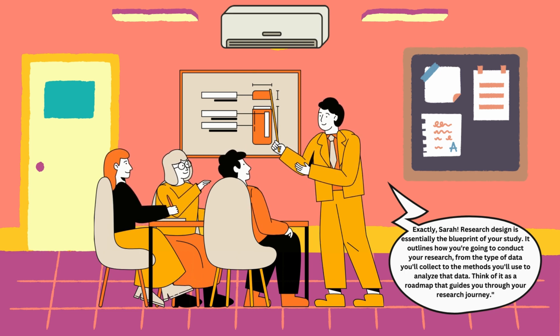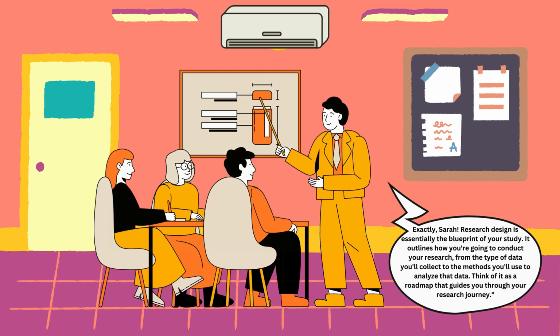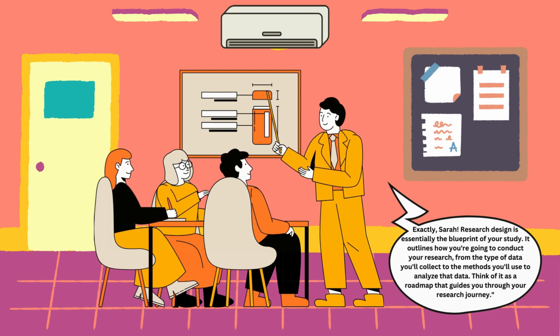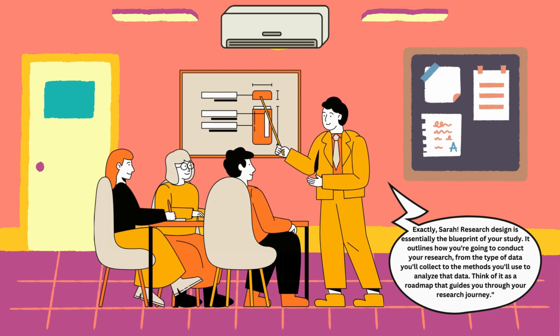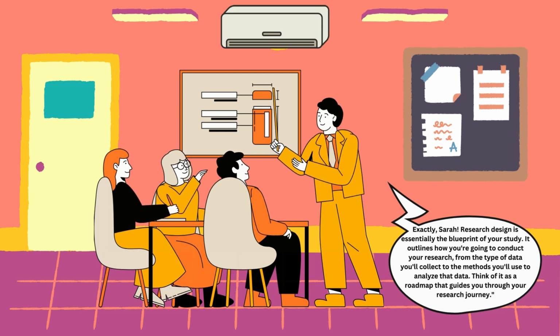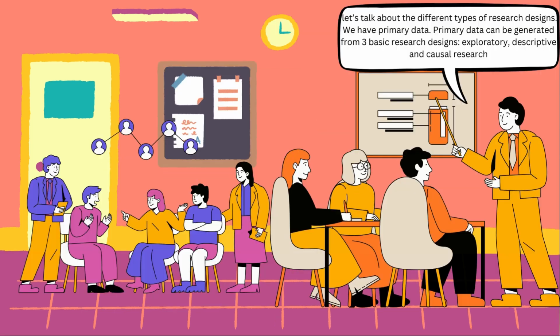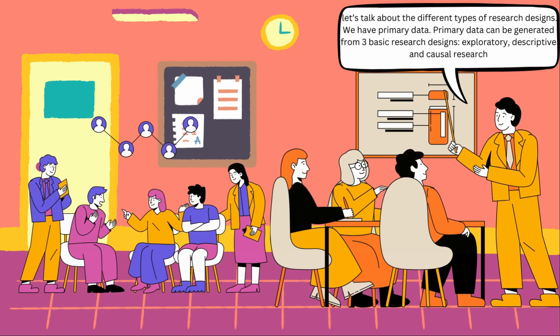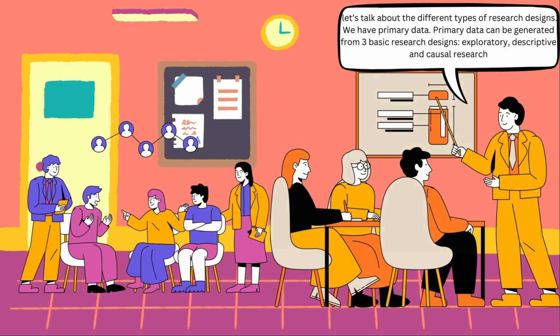It outlines how you are going to conduct your research, from the type of data you will collect to the methods you will use to analyze that data. Think of it as a roadmap that guides you through your research journey. The students leaned forward, scribbling notes as Professor David explained each component.